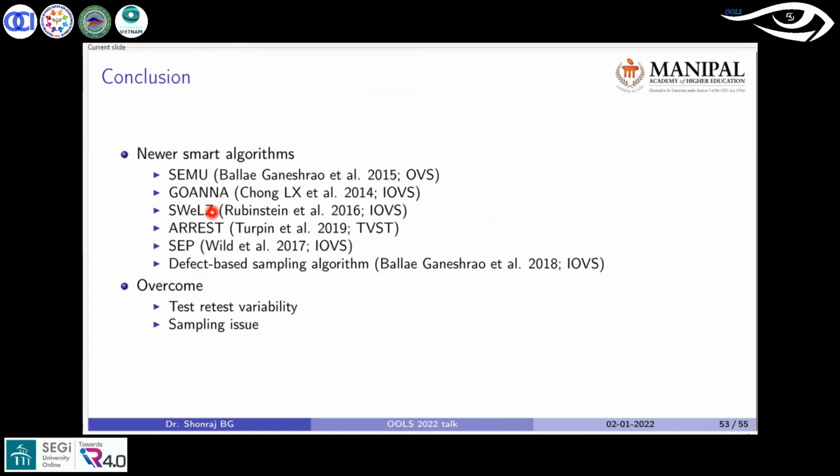The main two issues are, first, the test-retest variability, that is, it is not precise enough to give the same threshold values if you measure it multiple times. And the second main issue is the sampling issues.